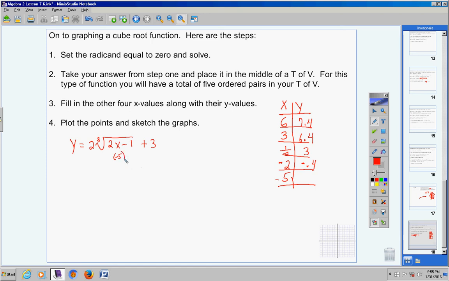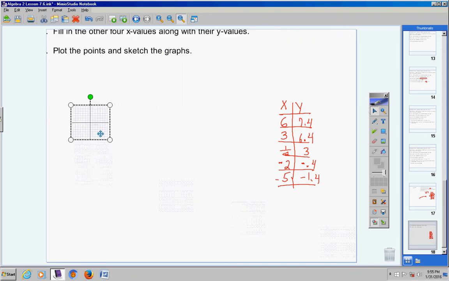And now I'm going to substitute negative 5 in for x right here. And let's see what we get. 2 times negative 5 is negative 10. Minus 1 is negative 11. So 2 cubed root negative 11 plus 3. So I'm going to type in the cubed root of negative 11. Enter. Times 2. Enter. Plus 3. Enter. Negative 1.4. And students, we are really ready to graph our cubed root function. And that'll be it.